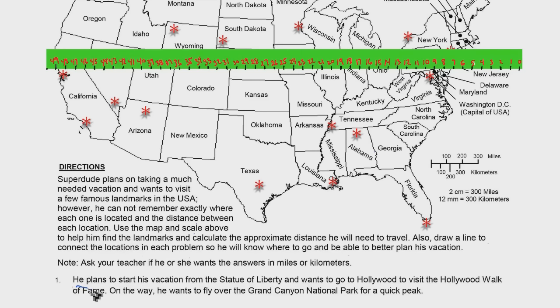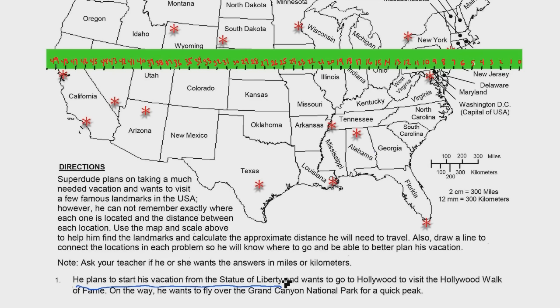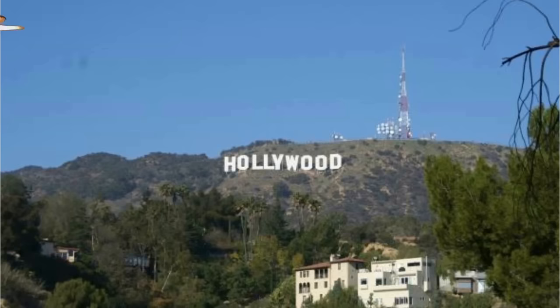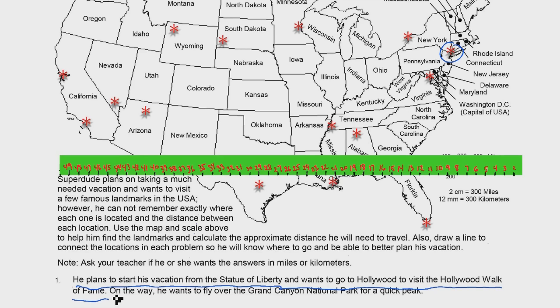Problem one says, he plans to start his vacation from the Statue of Liberty. The Statue of Liberty is located on Liberty Island in New York City. Let me move this ruler out of our way so we can see it. Right here is the Statue of Liberty. And he wants to go to Hollywood to visit the Hollywood Walk of Fame. The Hollywood Walk of Fame is in Hollywood, California, where stars are permanently placed on the sidewalks to recognize famous entertainers. Hollywood, California is right here. On the way, he wants to fly over the Grand Canyon National Park for a quick peek. The Grand Canyon National Park is in Arizona, which must be right here.